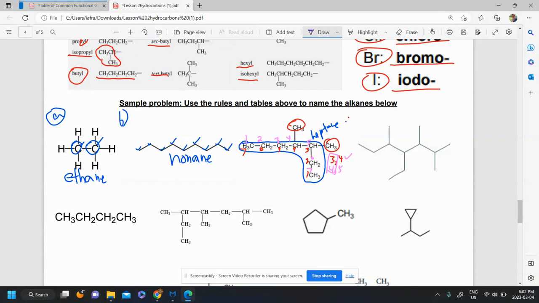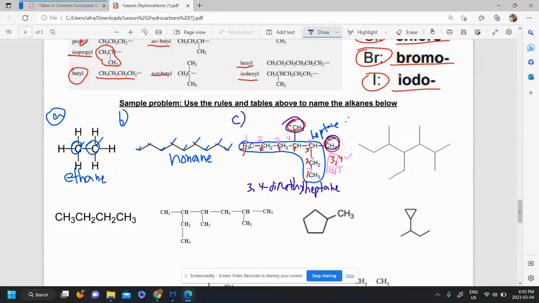So now that we have that, there's 2 methyls. Keep that in mind. We have 3,4-dimethyl because there's 2 methyls. And then 1, 2, 3, 4, 5, 6, 7, heptane for a parent chain. 3,4-dimethylheptane. So a little bit more complicated because you have to find the parent chain and then number the substituents, but it becomes very repetitive after a while. So that was example C.